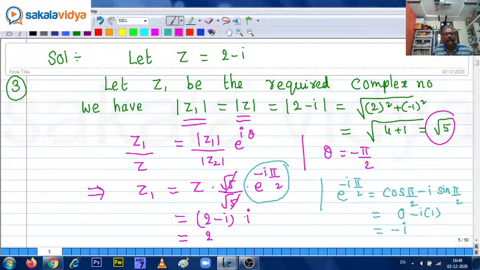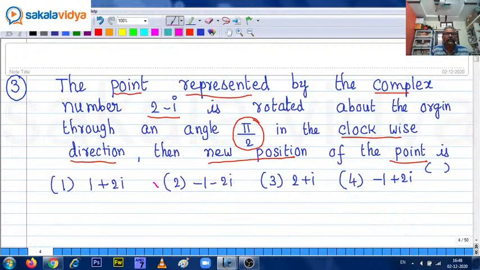So now we can write minus i. This will be minus 2i plus i square. So i square equals how much? Minus 1. So minus 1 minus 2i is the final position, the new position of the point. New position of the point is minus 1 minus 2i. So that is the answer. So minus 1 minus 2i. Second option is the right option.